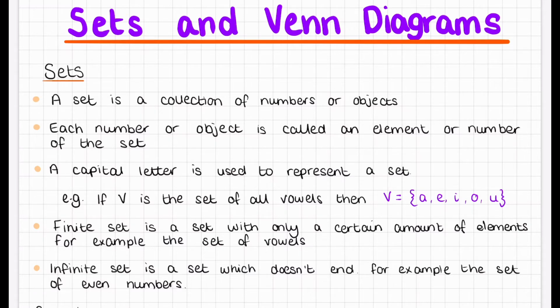A finite set is a set with only a certain amount of elements, like the one above with the vowels. It's only got those 5 elements in it. And an infinite set is a set which doesn't end. For example, the set of even numbers, because obviously even numbers go on forever.